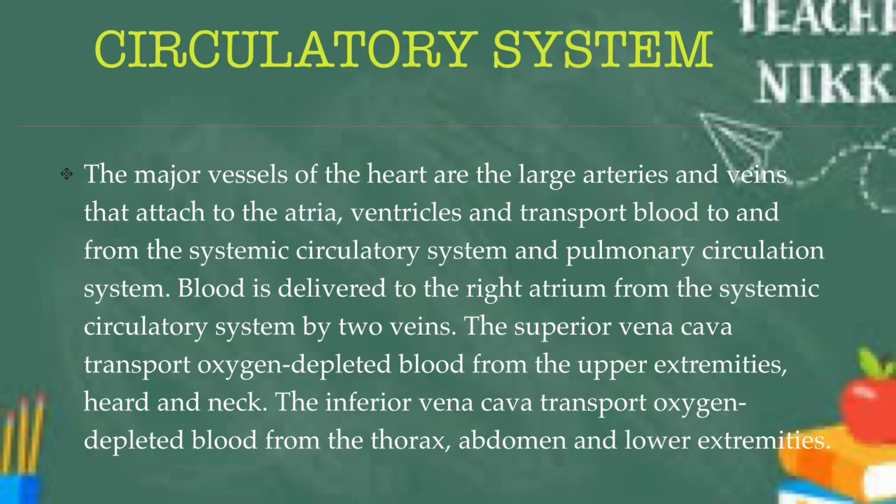Circulatory system. The major vessels of the heart are large arteries and veins that attach to the atria and ventricles and transport blood to and from the systemic circulatory system and pulmonary circulatory system. Blood is delivered to the right atrium from the systemic circulatory system by two veins. The superior vena cava transports oxygen-depleted blood from the upper extremities, head, and neck. The inferior vena cava transports oxygen-depleted blood from the thorax, abdomen, and lower extremities.